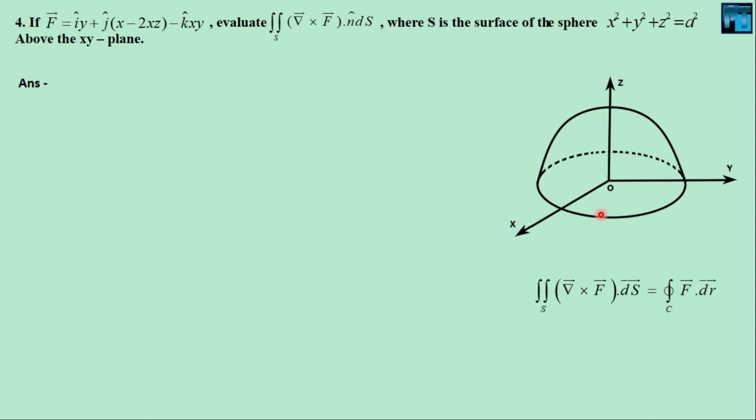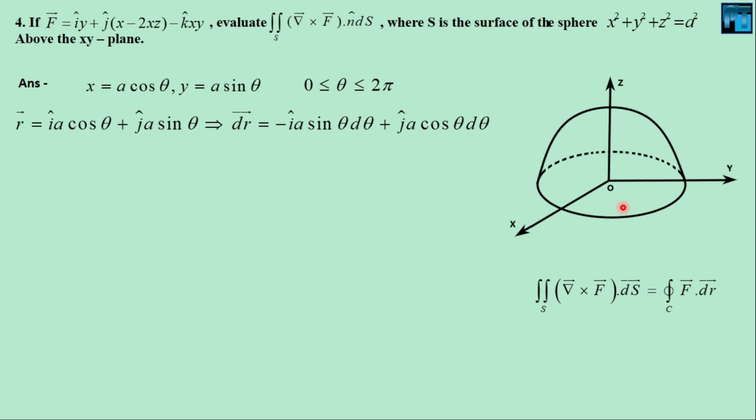Let's apply our Stokes theorem first. See the C? C is this path, this closed path. Now, since this closed path is a circular one, x equals a cos theta, y equals a sin theta, where theta ranges between 0 to 2 pi, since all the 4 octants are in consideration. Then we have r as this, and dr is the simple differentiation of r.